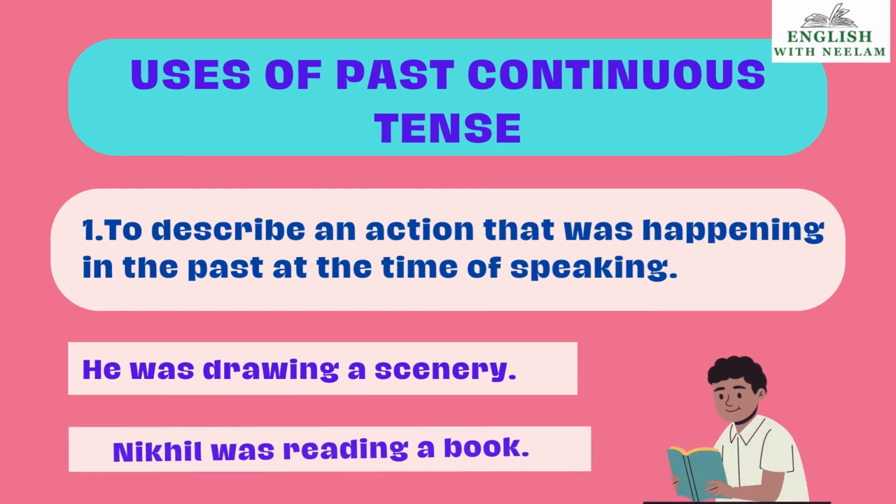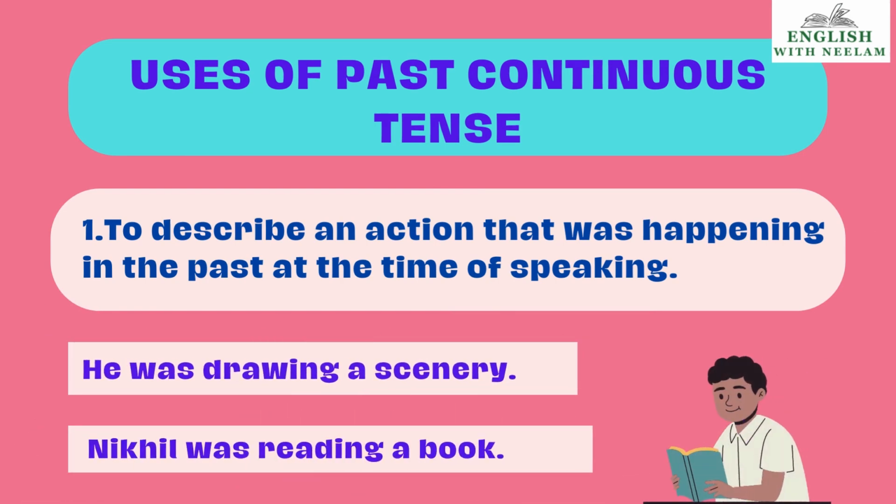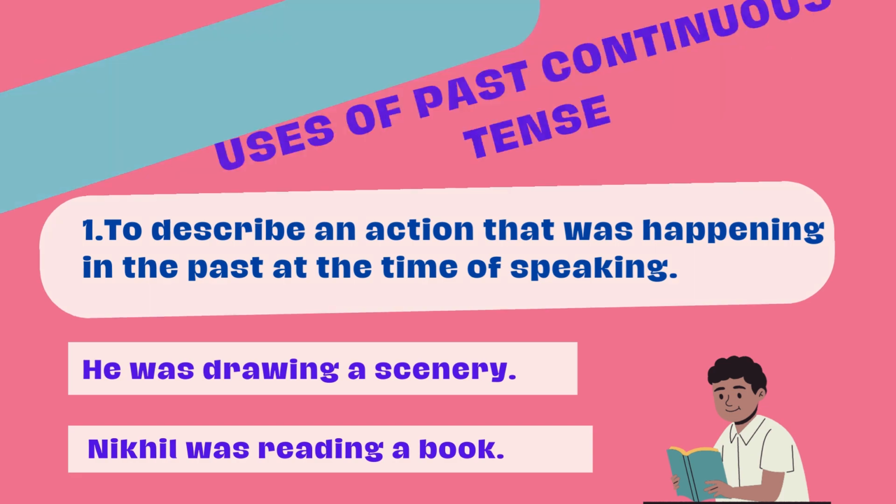Here are the uses of past continuous tense. First is, children, to describe an action that was happening in the past at the time of speaking. He was drawing a scenery. Nikhil was reading a book. Means the action was continued when you saw this person last.